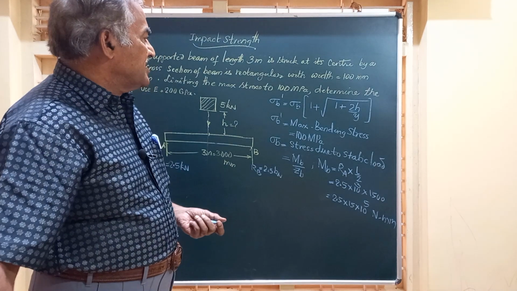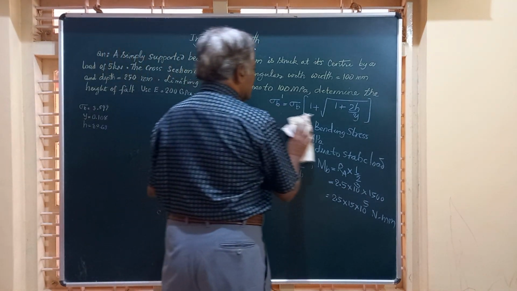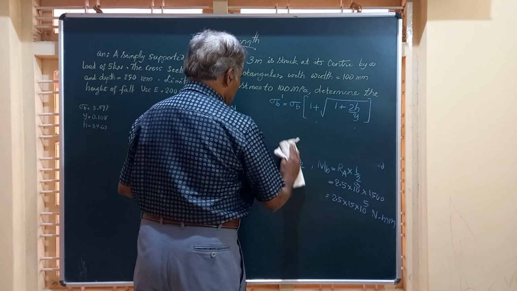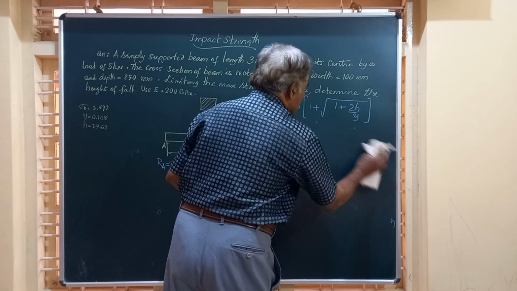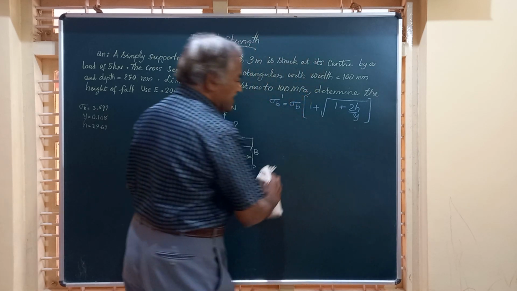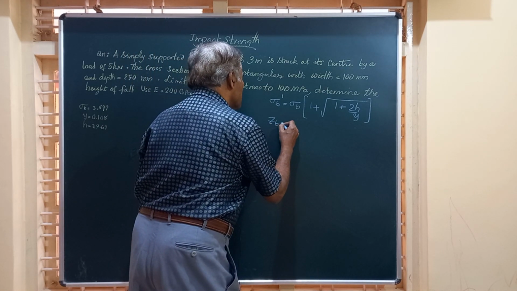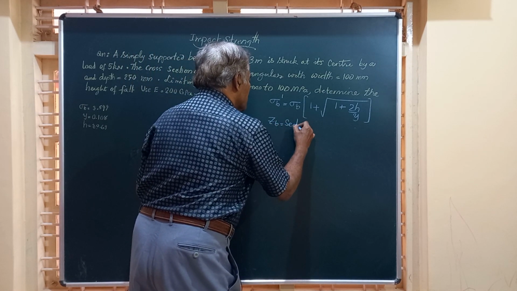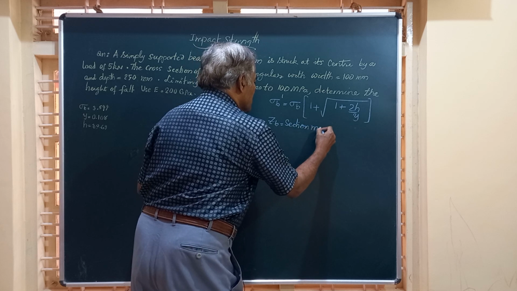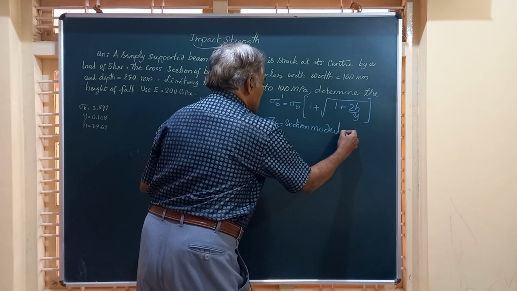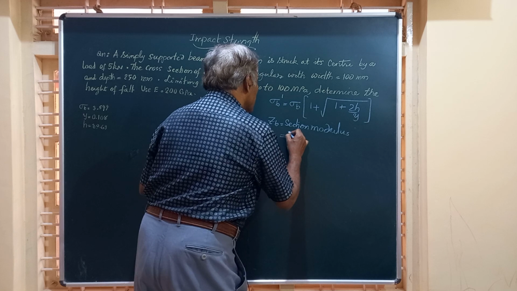Then comes the term Zb. Zb stands for the section modulus. For the case of bending, Zb is the section modulus in bending, and that is given by I by C.